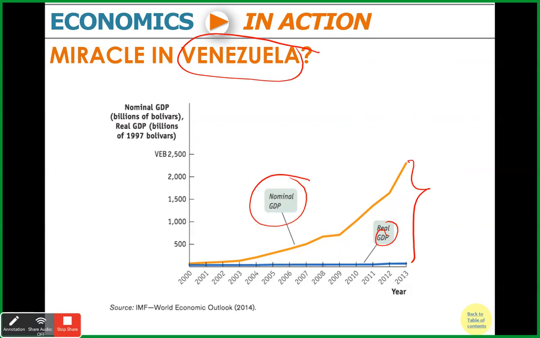Which is a price, right? There was inflation because nominal GDP used the current price and the real GDP used fixed price. And then the gap, it's just like a balloon. It just inflates the number, right? So that's why we look at real GDP instead of nominal GDP. Okay.